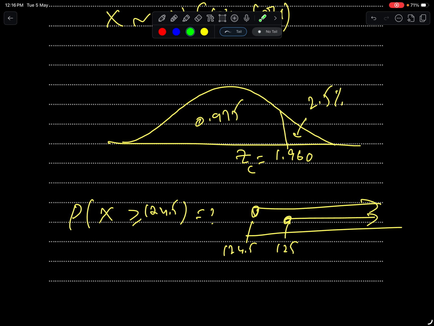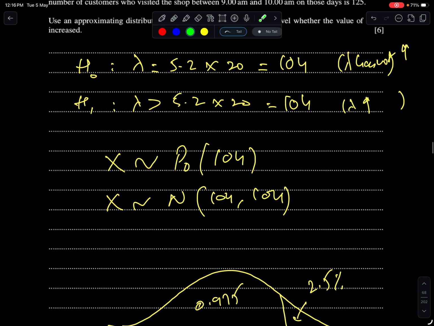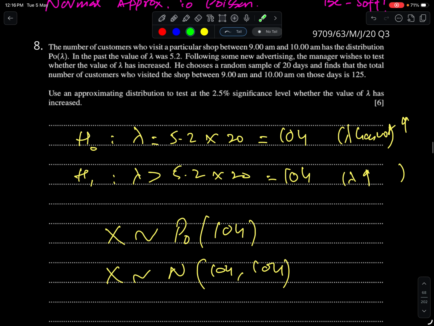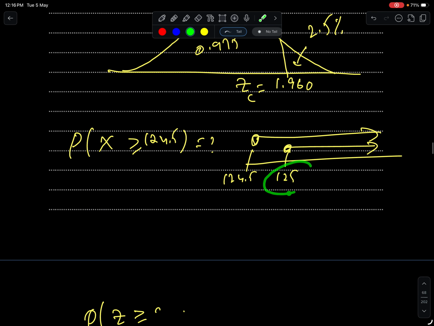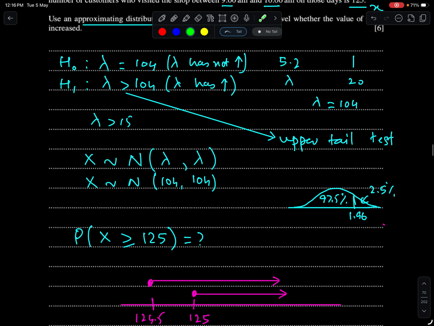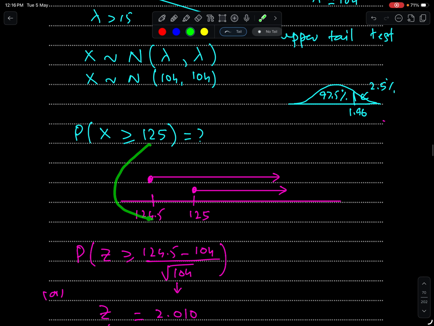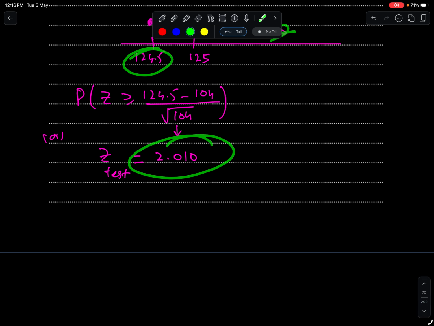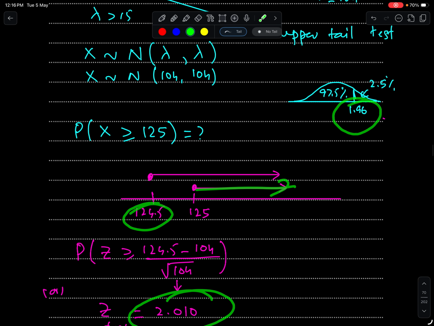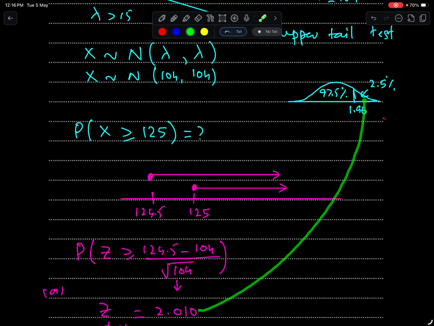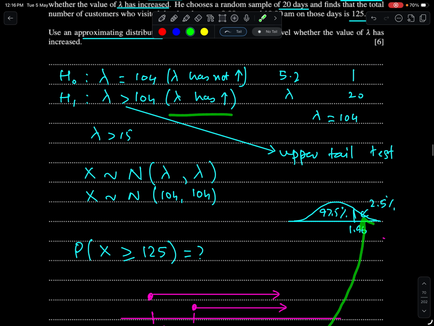So get the continuity correction through a number line. The test value is 125, so 125 is here. Please see the fair solution. 125 is here, so 124.5. When we go on the right, we take the lower bound. Now compare this value with the given value, 1.96 at 2.5%. This is here, so reject H0. Sufficient evidence that lambda has increased.